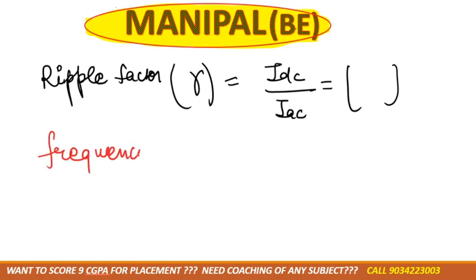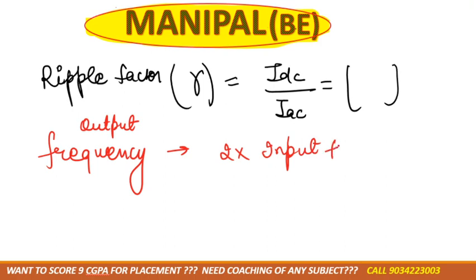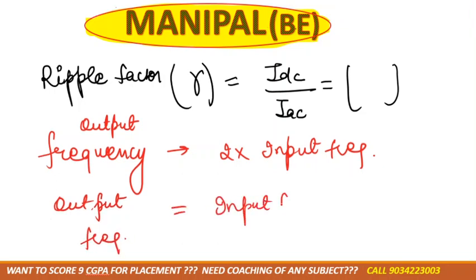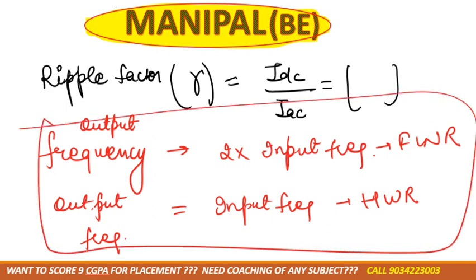So output frequency, write down, in case of full wave rectifier is twice multiplied by the input frequency, but output frequency will be equal to input frequency in case of half wave rectifier, and this is for full wave rectifier. ये formula तो एक बार.